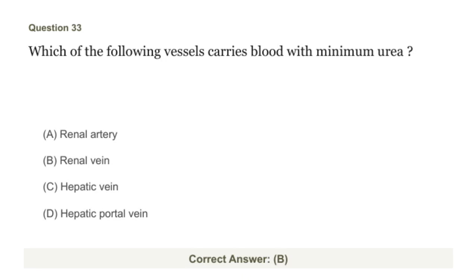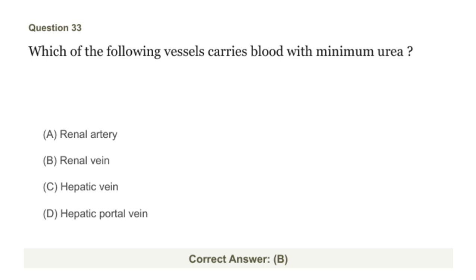Let's take a closer look at this question about blood vessels and urea levels. The question asks, which of these vessels carries blood with the minimum urea? Now, the options are the renal artery, renal vein, and hepatic portal vein. The key point here is understanding where blood with the least amount of urea is found. Urea is a waste product filtered out of the blood by the kidneys, so it makes sense that the vessel carrying blood after it has been filtered would have less urea.